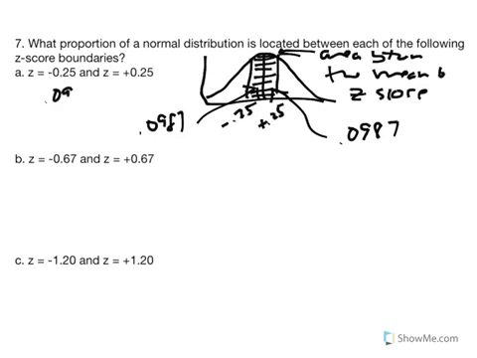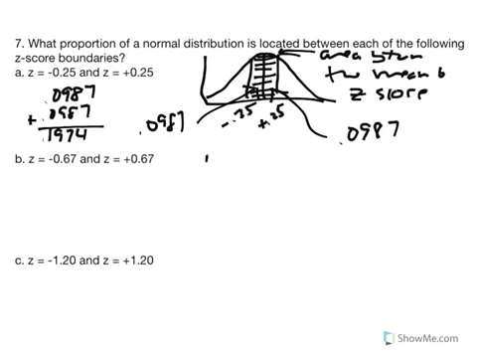So 0.0987 plus 0.0987, we get the area that's represented by 0.1974. Check to make sure that's all correct. Okay, so again, the proportion of the entire distribution that represents z-scores of negative 0.25 all the way to positive 0.25 is equal to 0.1974, or 19.74% of the distribution is represented by these z-scores of negative 0.25 to positive 0.25.